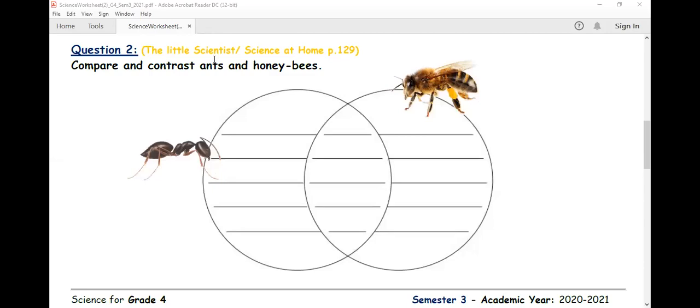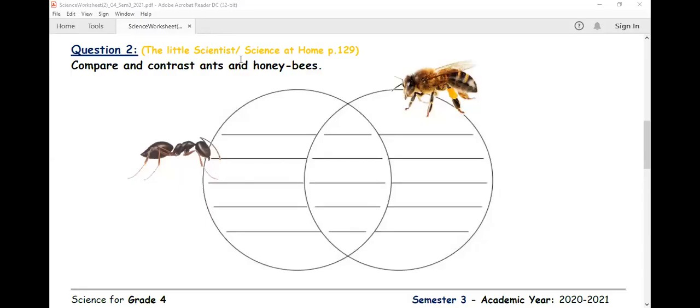Ants are wingless. Worker ants, not all ants. Both are cold blooded. And the drone has wings. That's right. And ants live in colonies. Worker ants are wingless. Ants communicate by touching their antennae. Fine.